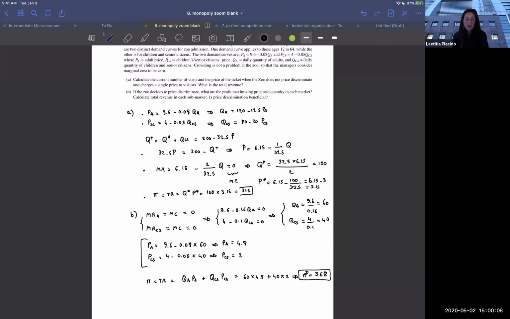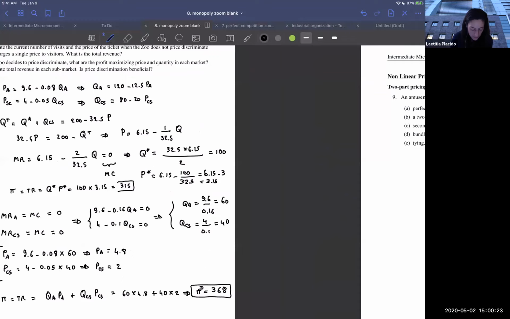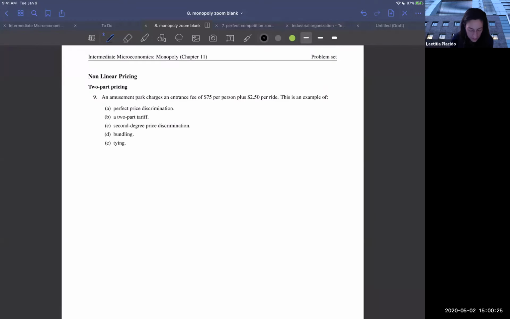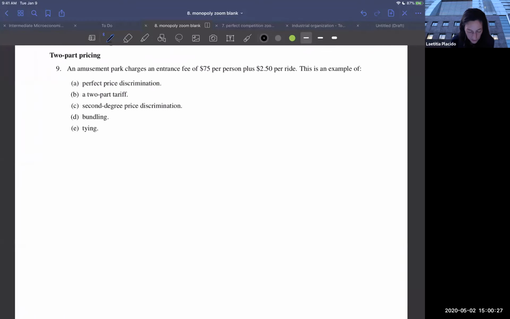So this kind of problem is very classic. That's a problem you could get in exam. I mean, it's not very difficult. It requires some calculation. You must be able to do that. Okay, so let's move to another type of price discrimination.